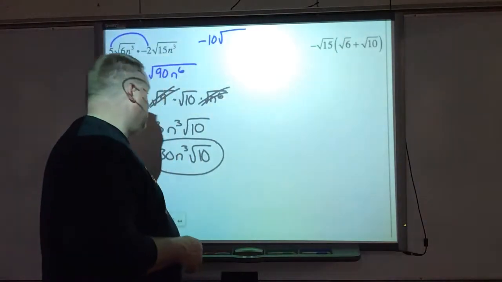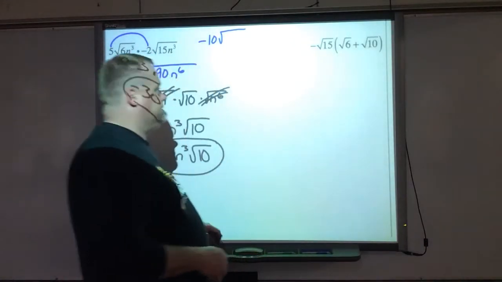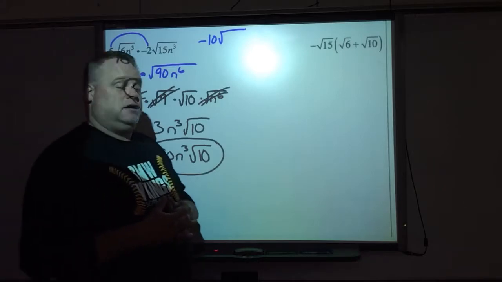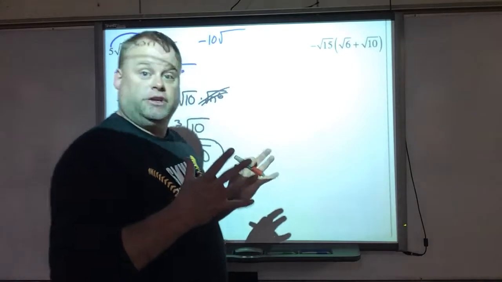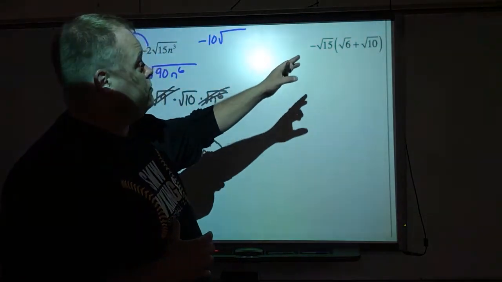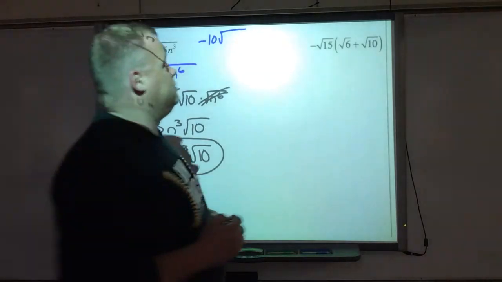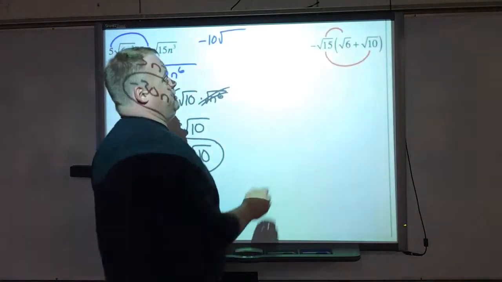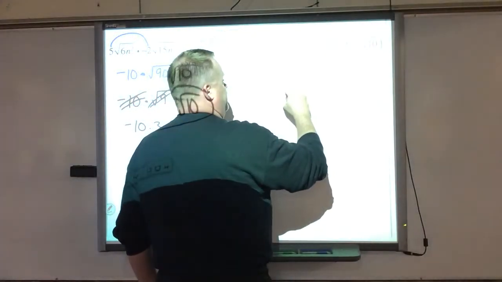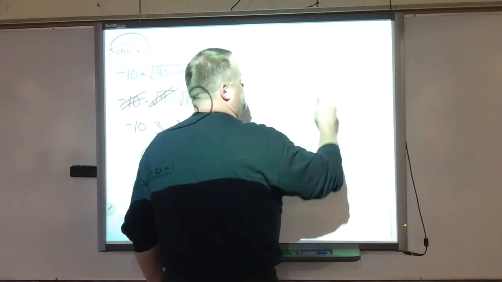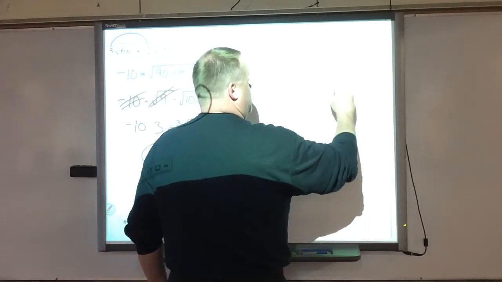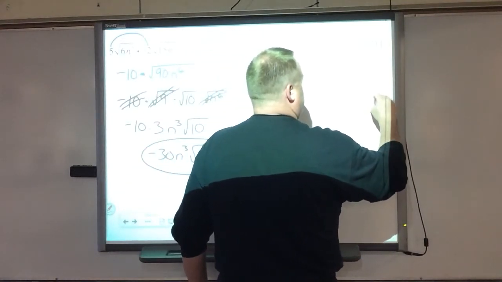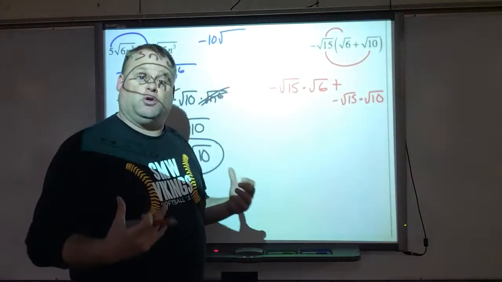Okay. Last but not least, I have a negative square root of 15 times, and it's distributive, right? Distributive times square root of 6 plus square root of 10. So as I look at this, I need to distribute both of those. So the negative square root of 15 times square root of 6 and, or plus, the negative square root of 15 times the square root of 10. That's what I'm looking for.